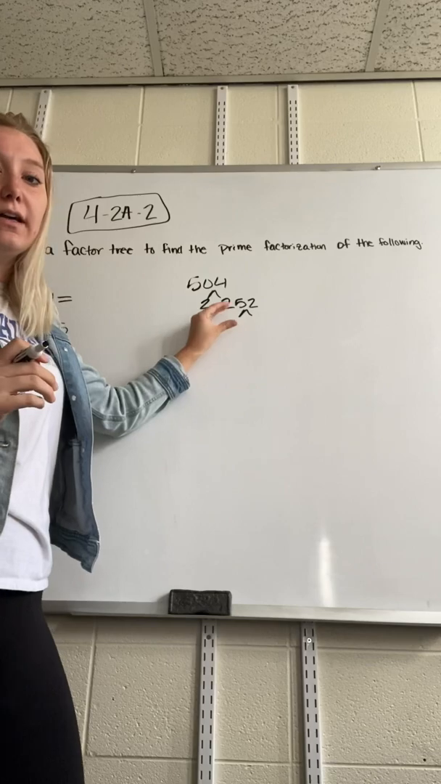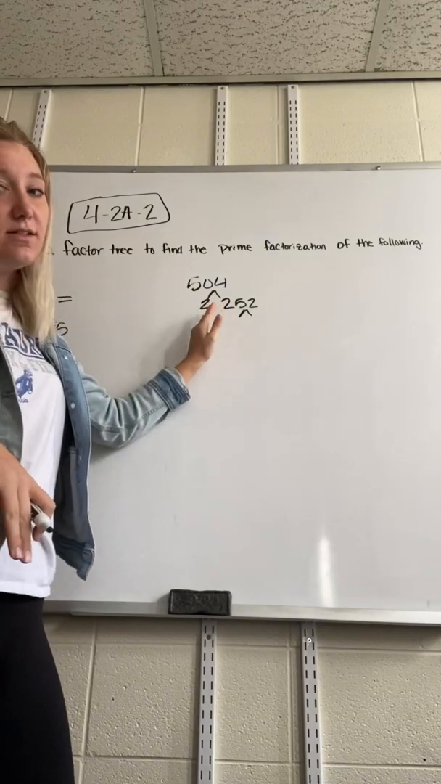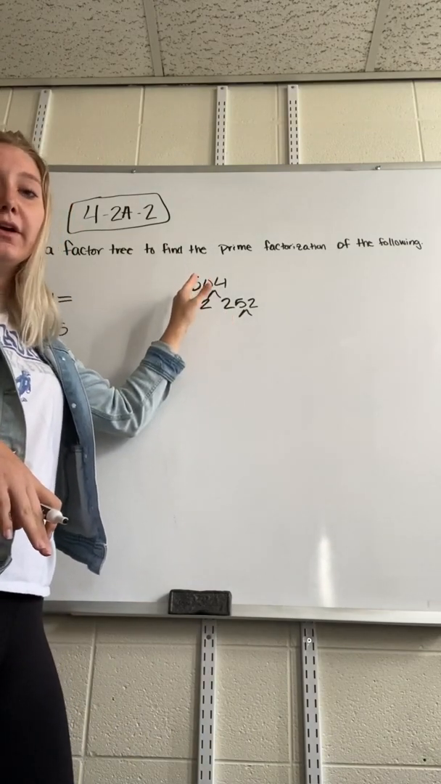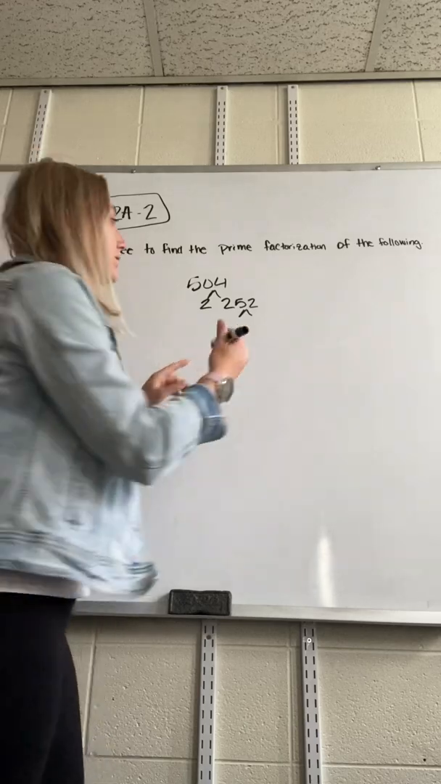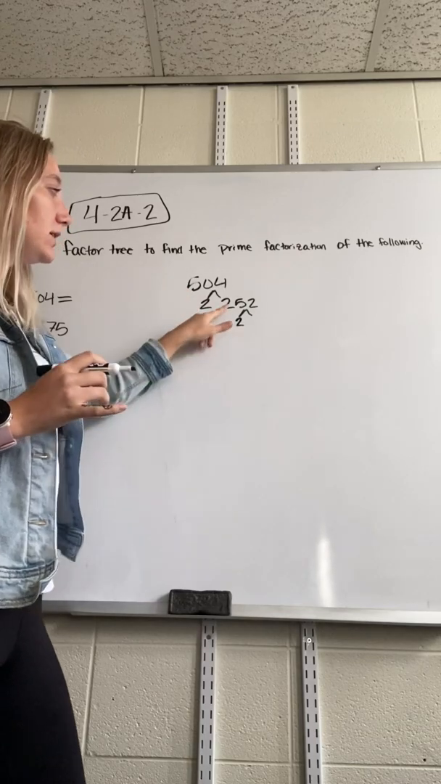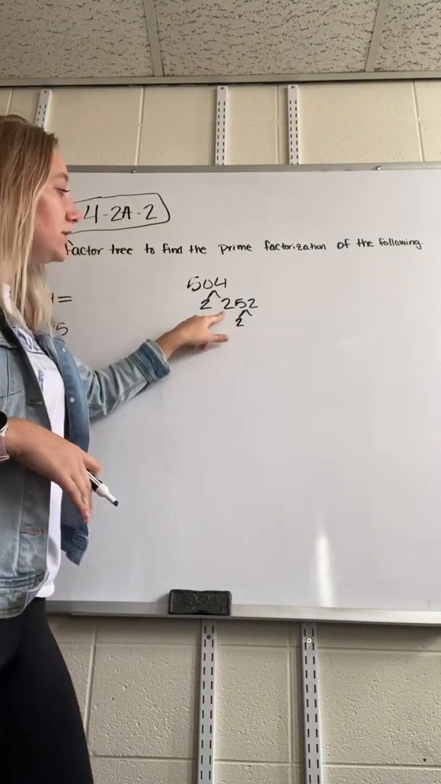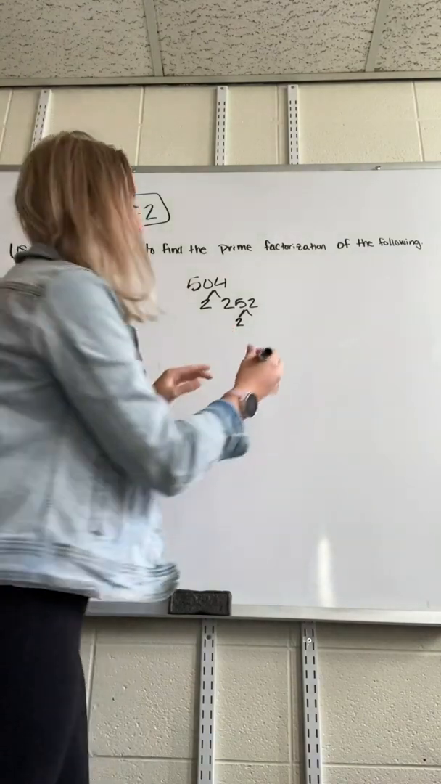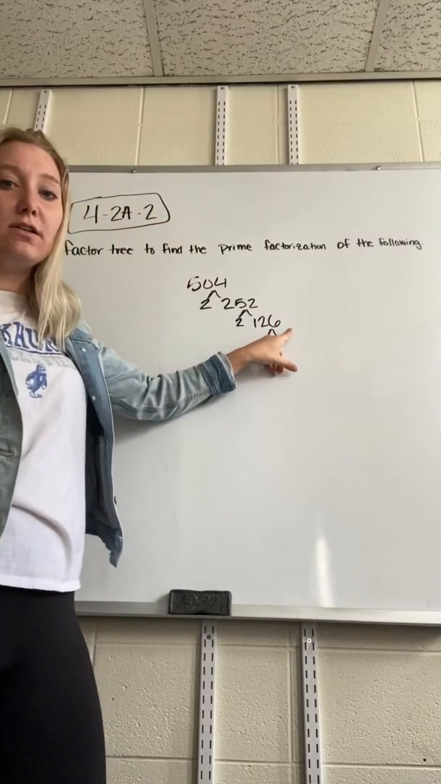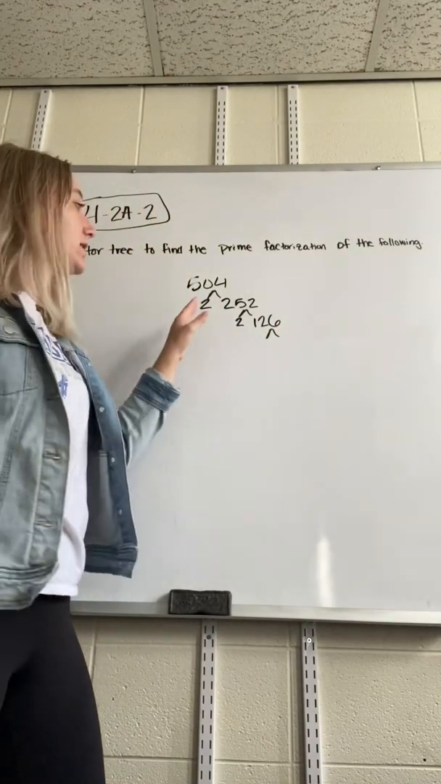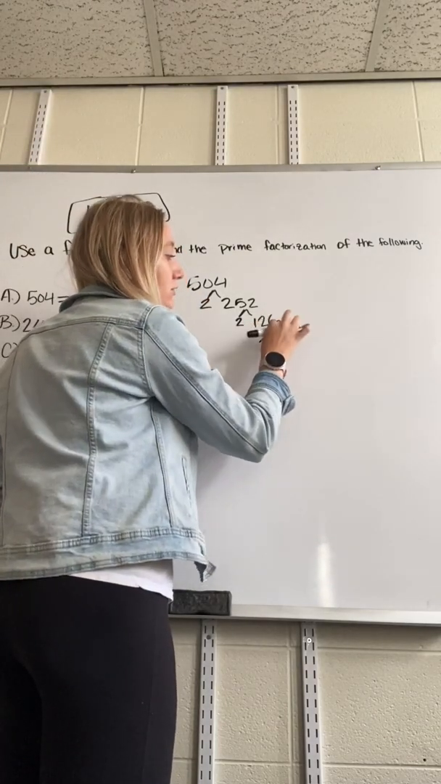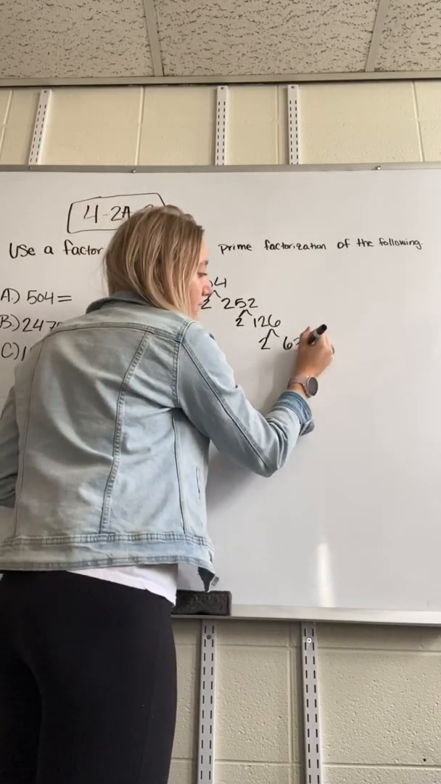Now, 252 is not a prime number, so I have to break it down even more. I know it's an even number, just like 504, so I can use 2 to factor out. You'll do the same as you did for 504. You take 252, divide that by 2, which will be 126. And see how it's still even? It's not a prime number, so we can keep going down with 2's. If I take 126 divided by 2, that'll give me 63.